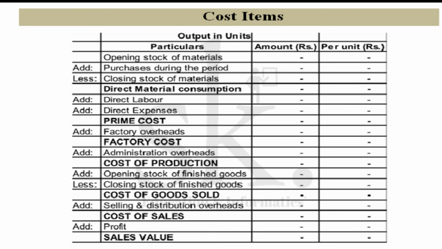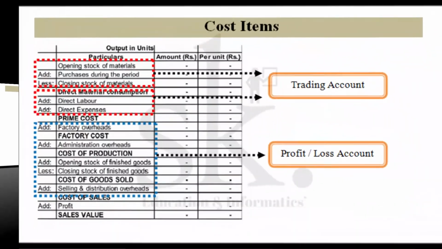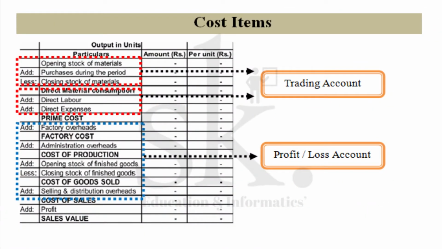Let's understand which things move into the trading and profit and loss account. So the first and the elementary part, raw material, direct labor and direct expenses, moves to trading account. These are the three major expenses which move to trading account, whereas expenses relating to factory, office and administration, selling and distribution will move into profit and loss account.